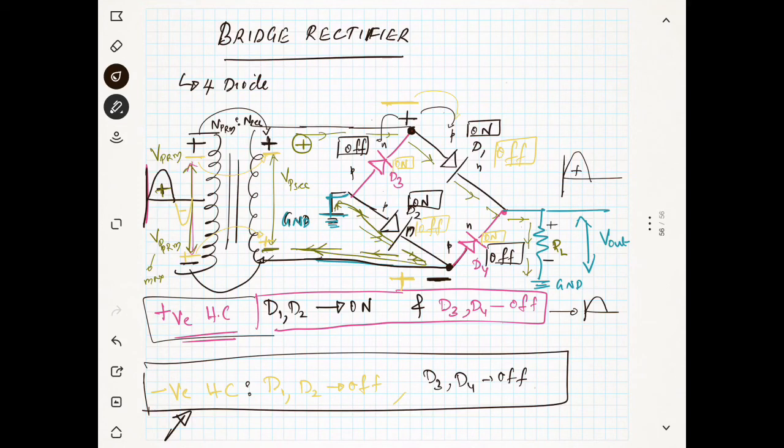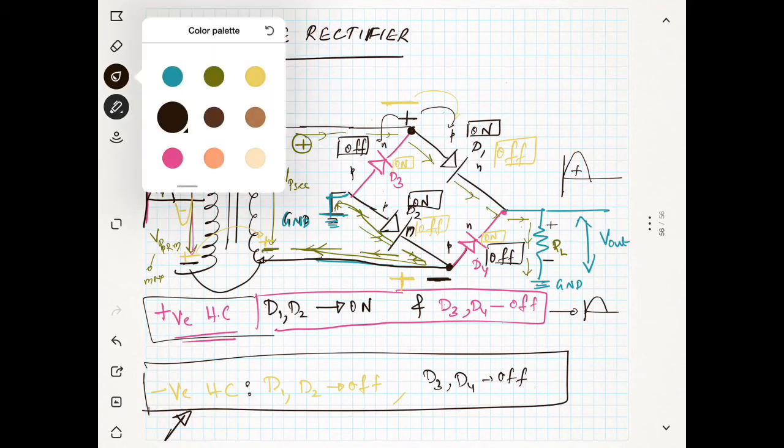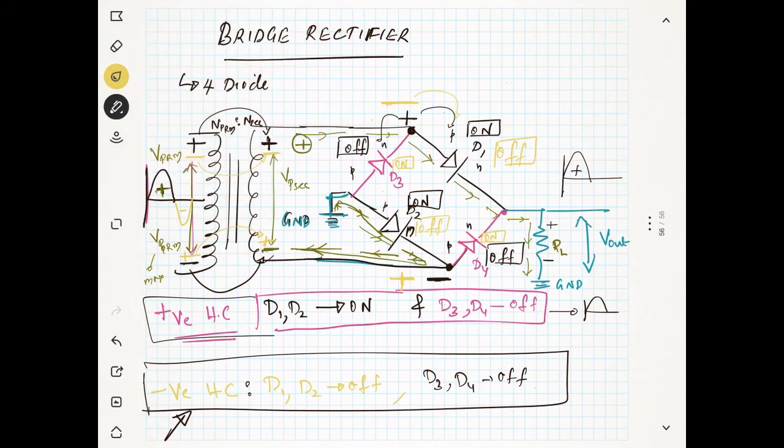So what will happen now? I will show with the same color that I have used. You see that this is positive here, so the current will start from the positive. The current will take this path through D4, and the current will move through the RL in the same direction. Since the current is moving from top to bottom, you are getting the same polarity of voltage. That means you are getting a positive half cycle again, and it's going to the ground.